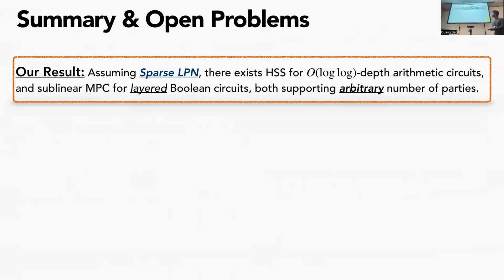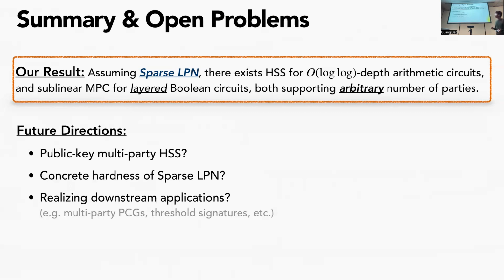Right, so that will conclude my talk. Let me just summarize the result quickly. We achieve HSS for this non-trivial class of roughly log-depth arithmetic circuits with an arbitrary number of parties. And using that, we also achieve sublinear MPC for an arbitrary number of parties. In terms of future directions, I think there are some clear improvements to be made for our HSS. Can we make it public key? Can we make it completely efficient? And can we realize some downstream applications?